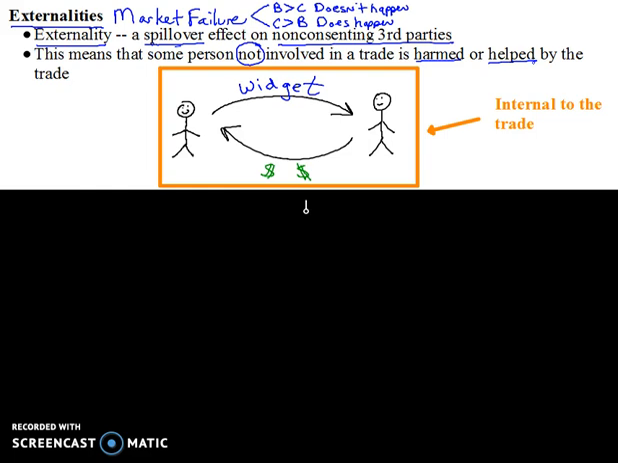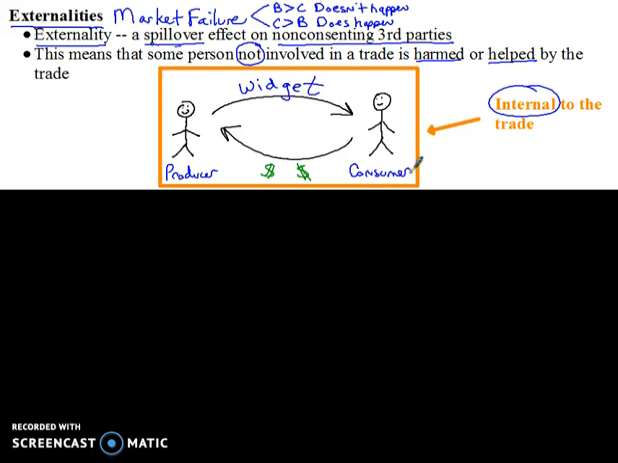So let's get a visual of what this looks like. Here we have two people who are internal to a trade, and what I mean when I say that is these are the people involved in the trade. Let's say this guy is the producer. He produces widgets, some good, and then he sells them to this guy over here, who is the consumer of widgets.